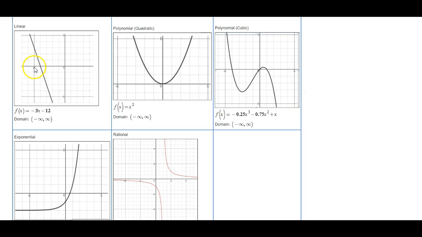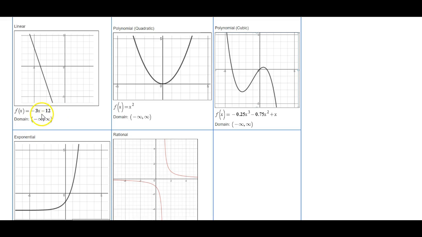We have the linear function, the polynomial, which in this case is a quadratic, and a polynomial, which in this case is a cubic. So the domain of each of these functions is all real numbers. You can see it's minus infinity to infinity. But why? So when we looked at these functions graphically, we said because they're continuous. There's no breaks, there's no holes, there's no value of x that you can't put in this graph.